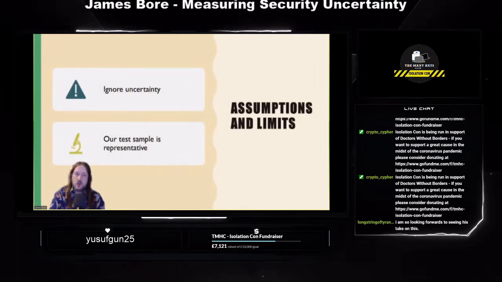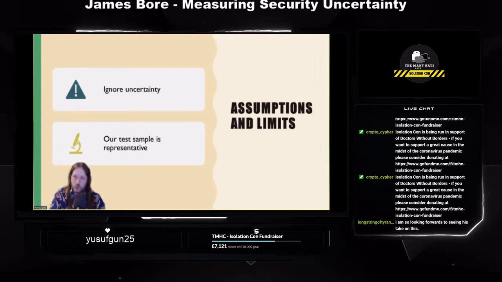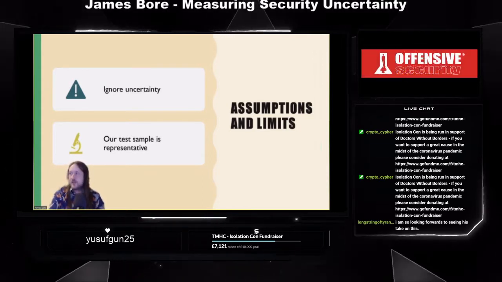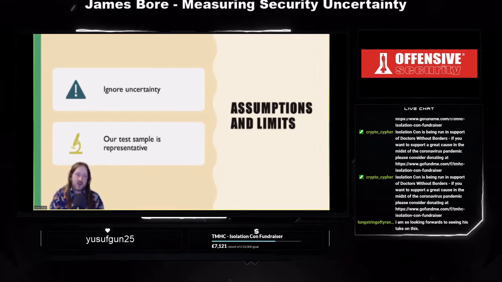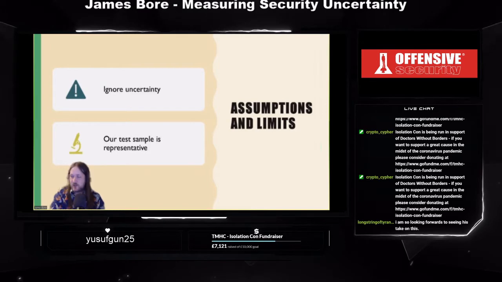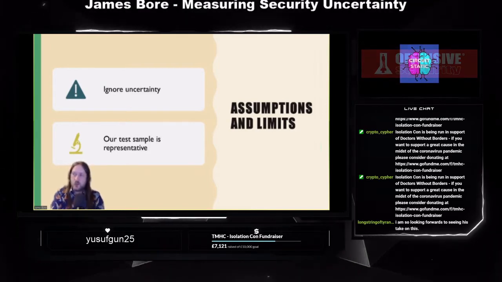Right, that's a confusion matrix, or the start of one. We ignore the uncertainty and say we know what the truth is. We're lying, but it's good enough for maths. And we say that our test sample is absolutely representative and accurate and cannot be questioned while we're using it for assessment.